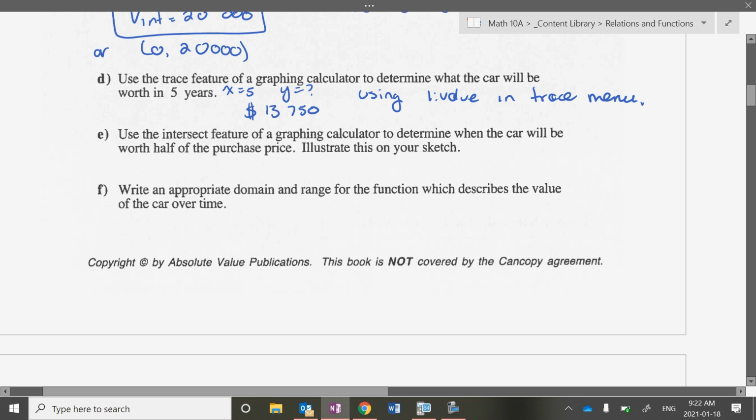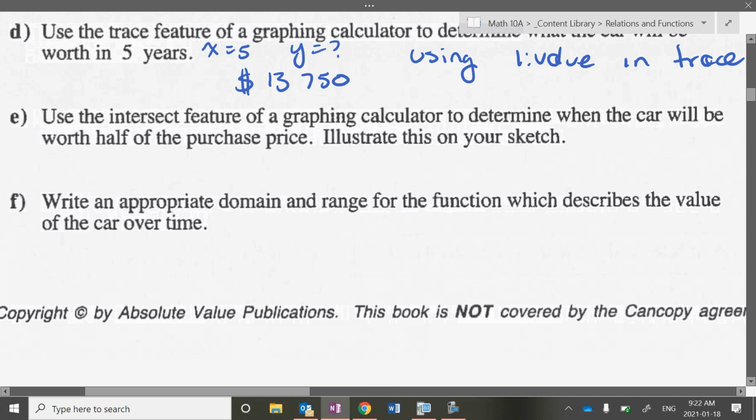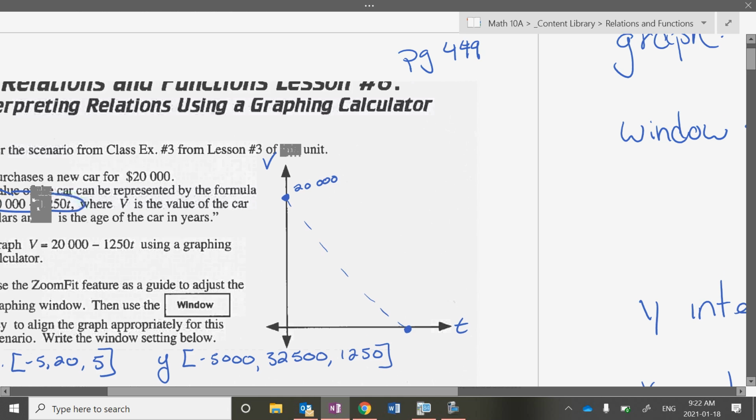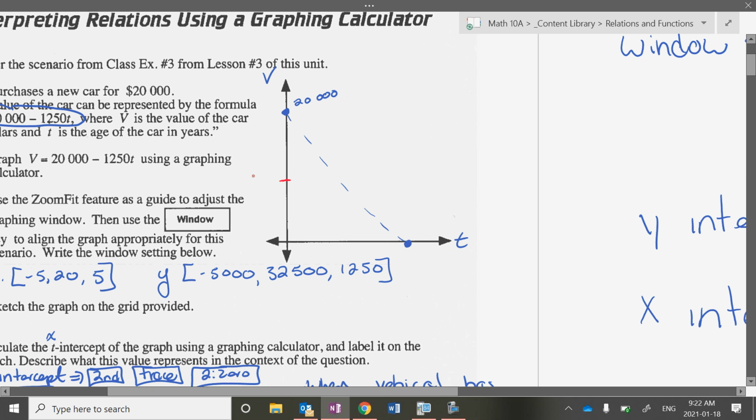Using this next piece I didn't teach you last day because I thought you might be a little bit overwhelmed. Use the intersect feature of a graphing calculator to determine when the car will be worth half the purchase price. So what is half our purchase price? 10,000. They do that to make you think ever so slightly more instead of just saying 10,000. But basically, if this is at 10,000 approximately, I want to know the value right here.